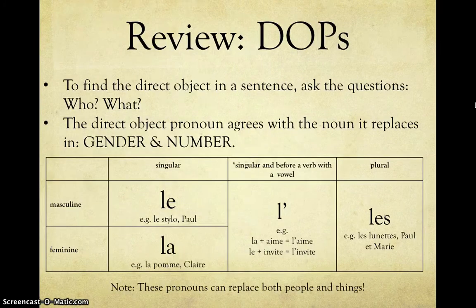Very quickly, just a brief review of DOPs. Remember, they answer the questions who or what. To replace a direct object, we use a DOP that agrees in gender and number. So if it's masculine and singular, we use le, feminine and singular, la. Singular and before a verb with a vowel, no matter what gender, l' apostrophe, and plural we use les. And remember, these can replace both people and things.